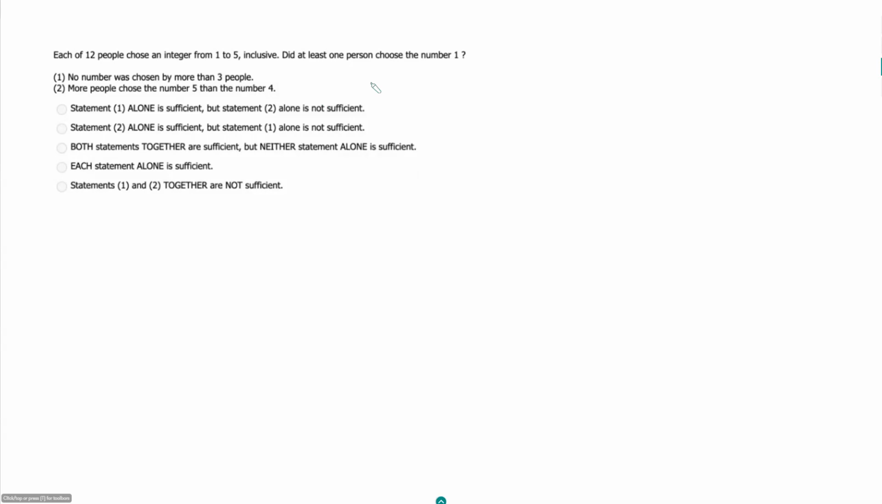Each of 12 people chose an integer from 1 to 5 inclusive. Did at least one person choose the number 1? So maybe let's just think about this for a second. If we have 12 people, maybe I'll even write them out.